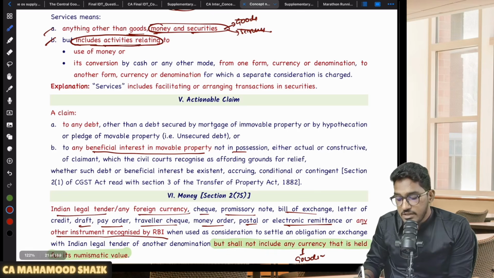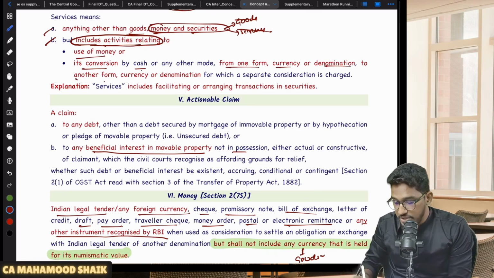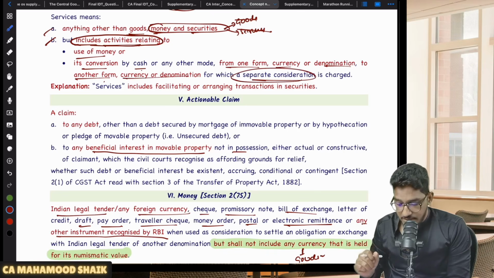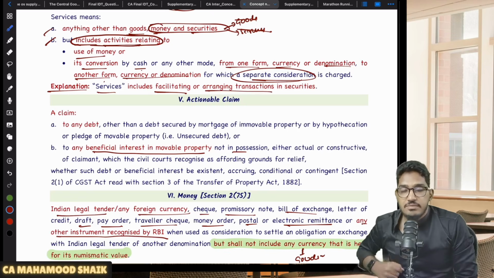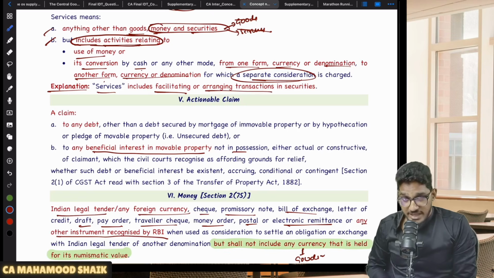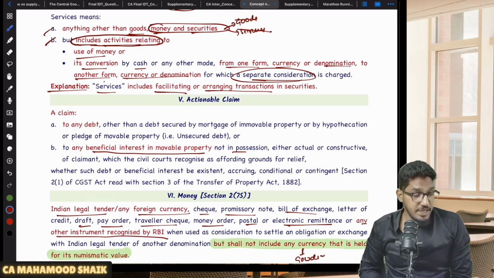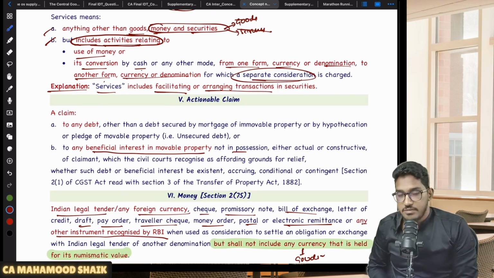It includes activities relating to use of money or conversion, by cash or any other mode, from one form, currency or denomination to another form, currency or denomination, for which you are charging a separate consideration. Similarly, they have added one explanation. Services includes facilitating or arranging transactions in securities. If someone is providing the services of facilitating or arranging the transactions in securities, generally who will do this? Stockbrokers will do it. Their services will become taxable. Their services will be treated as supply of services.